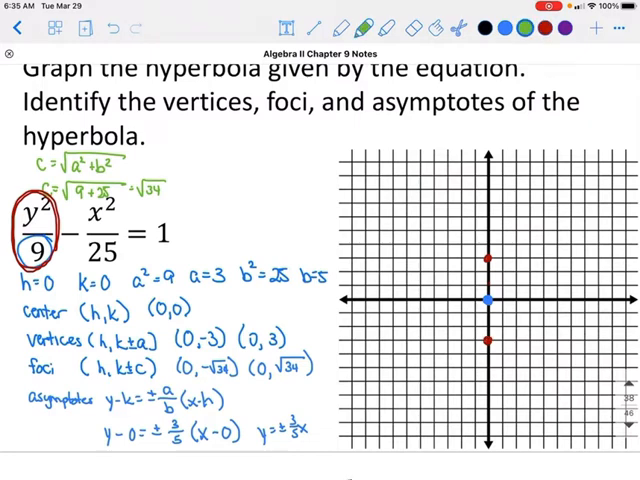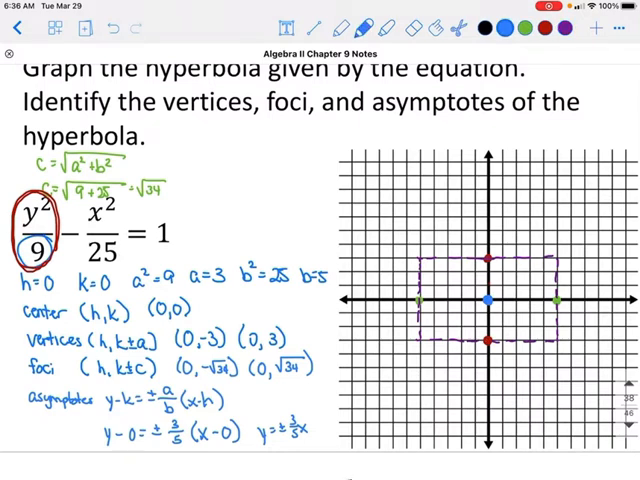b is with the x. So in the x direction, I'm going to go 5. So from the center, we go 5 to the left and 5 to the right. Then we're going to create a box that goes around those points.